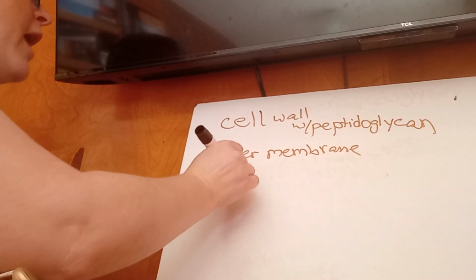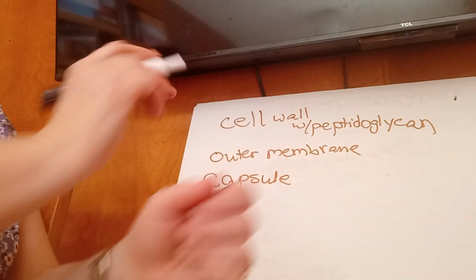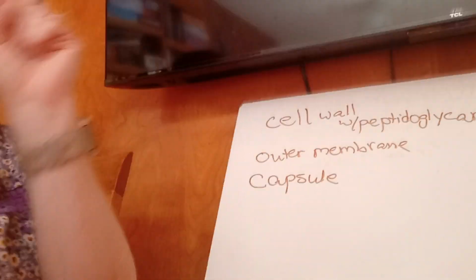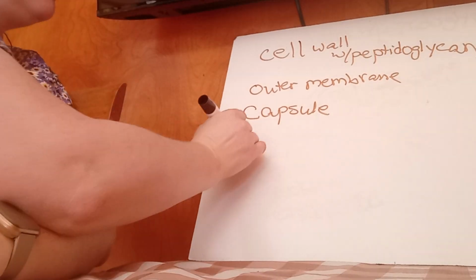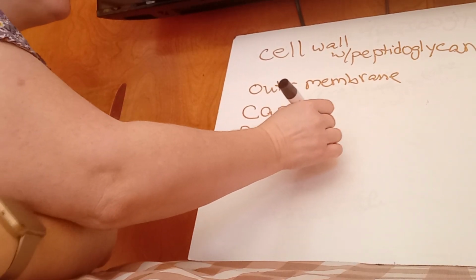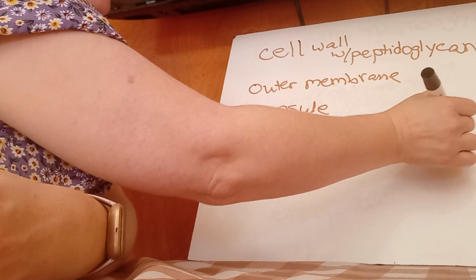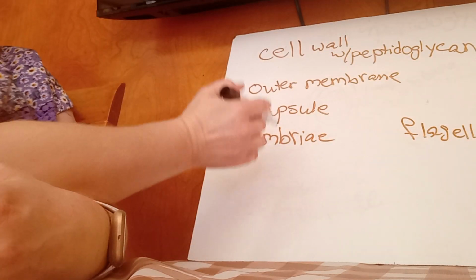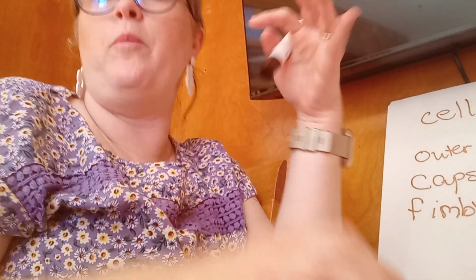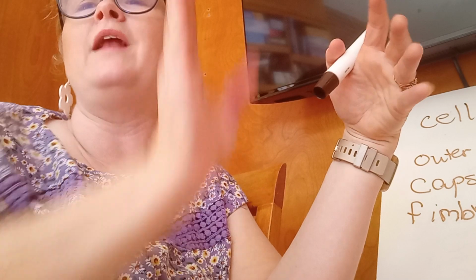It can also have a capsule. This capsule is very hard to destroy and is often pathogenic. Pathogenic, think the word pathogens. They are disease-causing. Okay? So then they often have what are called fimbriae and flagellum. These fimbriae are thin structures that cover the bacteria and help them to attach. The flagellum, remember, are kind of like a tail.